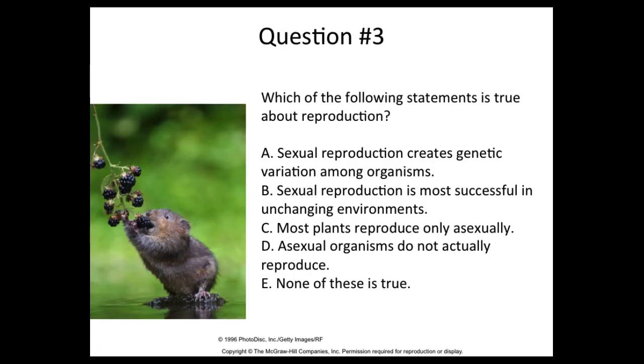All right, here's our third question. Which of the following statements is true about reproduction? The first choice is sexual reproduction creates genetic variation. The second choice is sexual reproduction is most successful in unchanging environments. The third choice is most plants reproduce only asexually. The fourth choice is asexual organisms do not actually reproduce. Or the fifth choice is none of the above are true.